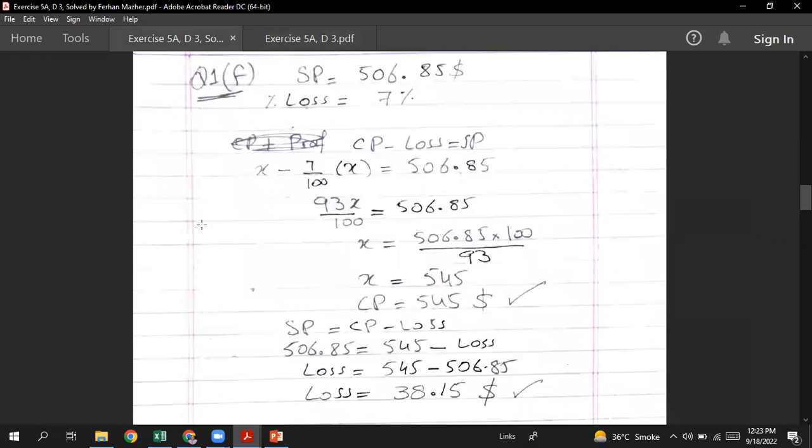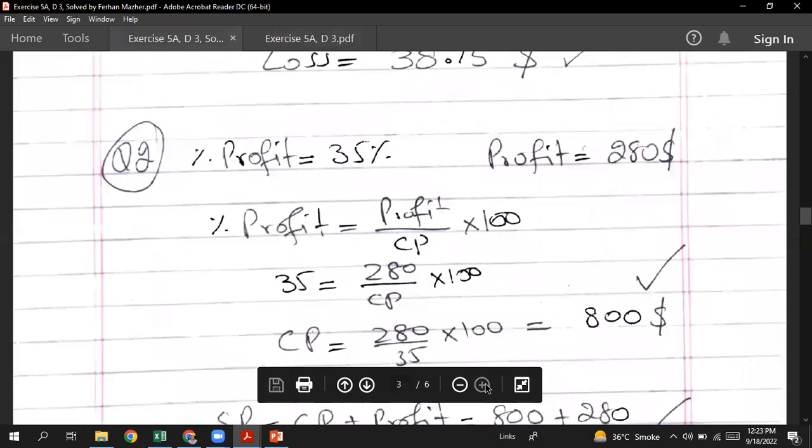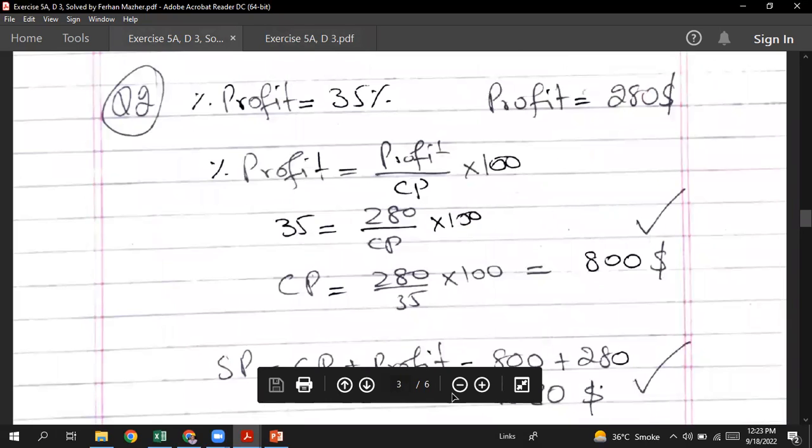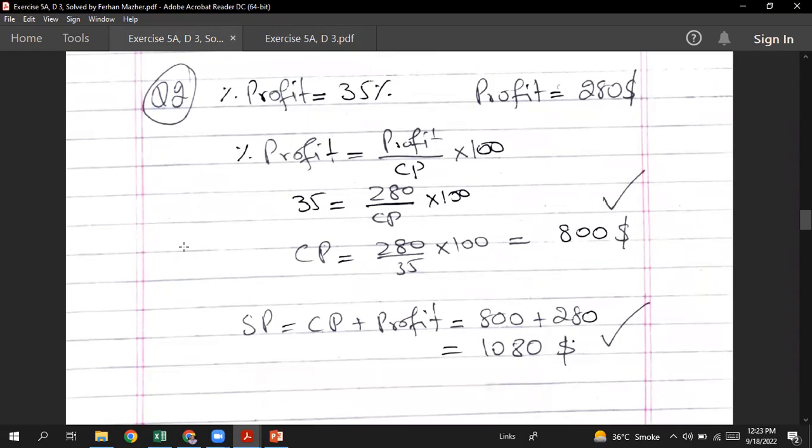Okay, so suppose, increase the size. Okay, so the percent profit is 35% and actual profit is $280. You know the percent profit is equal to profit divided by the cost price multiplied by 100. So the percent profit is 35, the actual profit is 280, the cost price we don't know, multiplied by 100. So the cost price will be equal to 280 divided by 35 multiplied by 100.